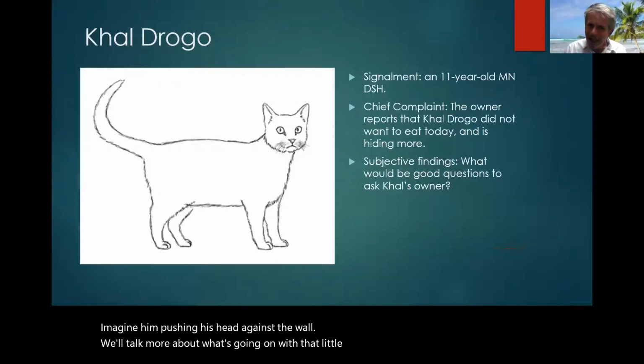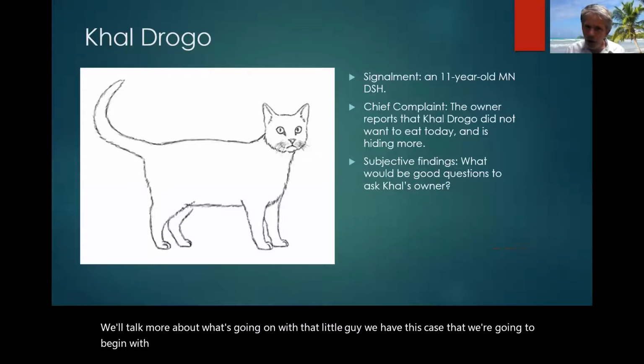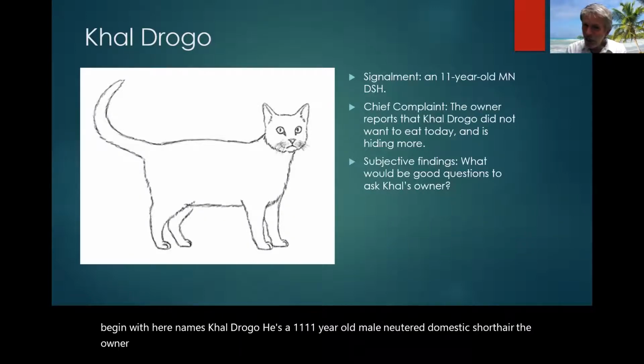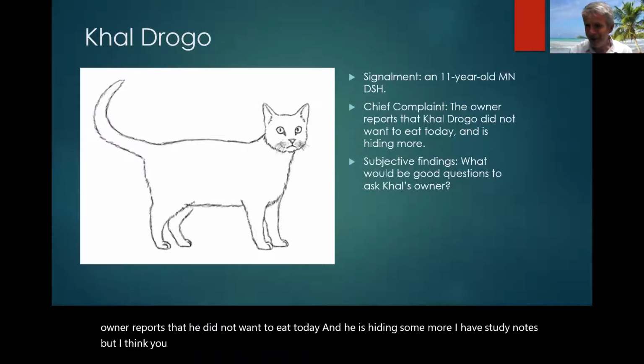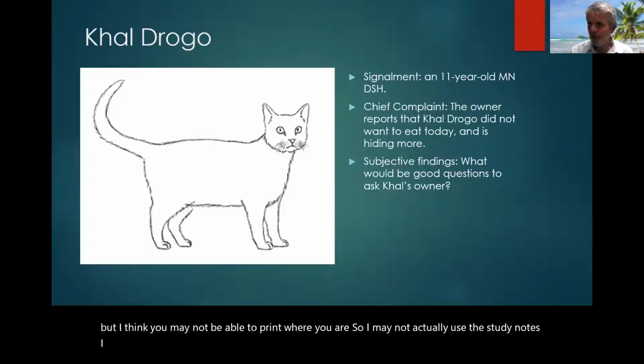We have this case that we're going to begin with here. Name's Cal Drogo. He's an 11-year-old male neutered domestic shorthair. The owner reports that he did not want to eat today, and he is hiding more. I have study notes, but I think you may not be able to print where you are, so I may not actually use the study notes. I may just try to read them to you here.